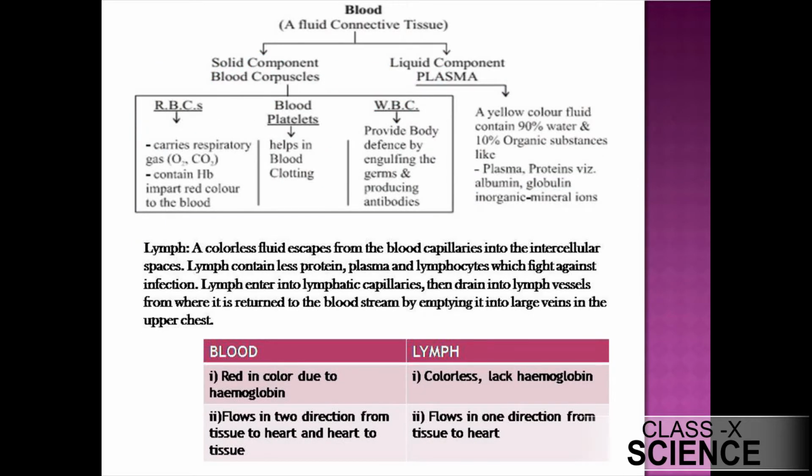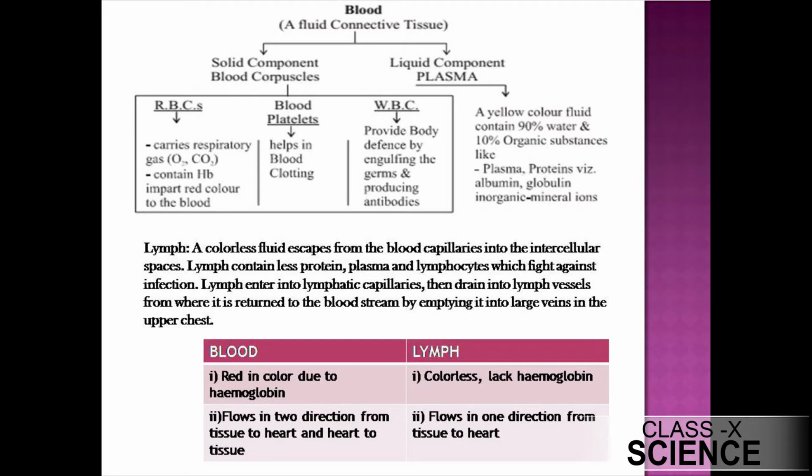Now let us discuss each component of the circulatory system one by one. The first one is blood. Blood is a fluid connective tissue. It consists of blood cells and plasma. The blood cells are of three types: RBC, WBC and blood platelets.